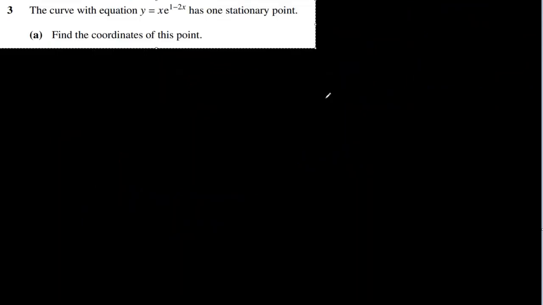Let's move on to the next one, which is this. The curve with equation y equals x e to the power 1 minus 2x has one stationary point. Find the coordinates of this point. To find the stationary point, we know that at the stationary point, which is the turning point, the gradient is 0. And gradient is nothing but dy over dx of the curve.